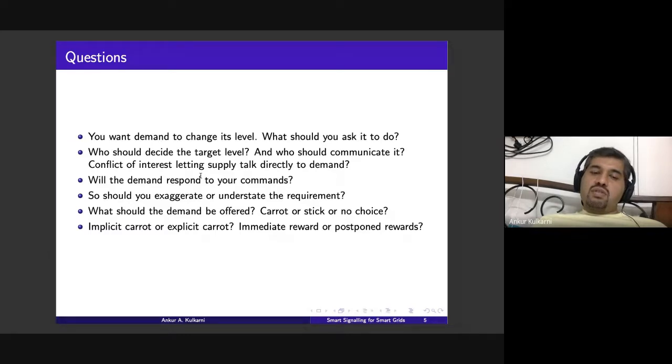Now, again, if you are deciding that you want to use a carrot and stick type of approach, should the carrots and sticks be implicit in some way, or should they be explicit? Should the rewards or incentives that you provide the demand be immediate rewards, or should they be postponed to a later time, or cumulative, whatever? Many different angles are there to these questions, and they all need to be addressed carefully in order to put together this whole concept of a smart grid.